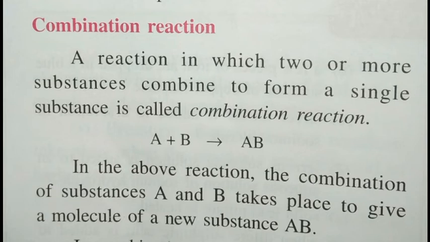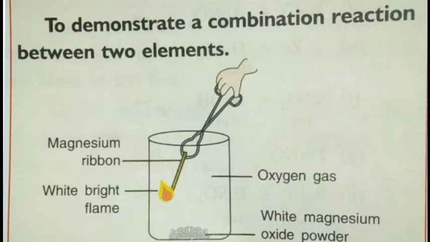In the above reaction, the combination of substances A and B takes place to give a molecule of a new substance AB. An activity is given in your textbook in order to demonstrate a combination reaction between two elements. Take a magnesium ribbon and hold it with a tongue and heat it in the air as shown in the picture. Now, plunge it into the gas jar containing oxygen gas.